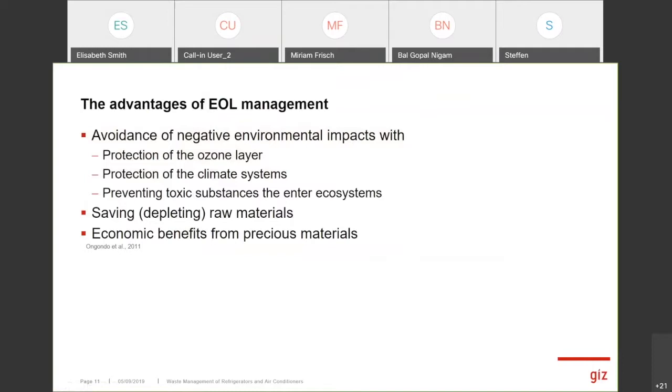So the advantages of end-of-life treatment are the avoidance of negative environmental impacts, with the protection of the ozone layer, the protection of the climate system, preventing toxic substances from entering our ecosystem, and saving raw materials. Also economic benefits from precious material winning back from this end-of-life management system.